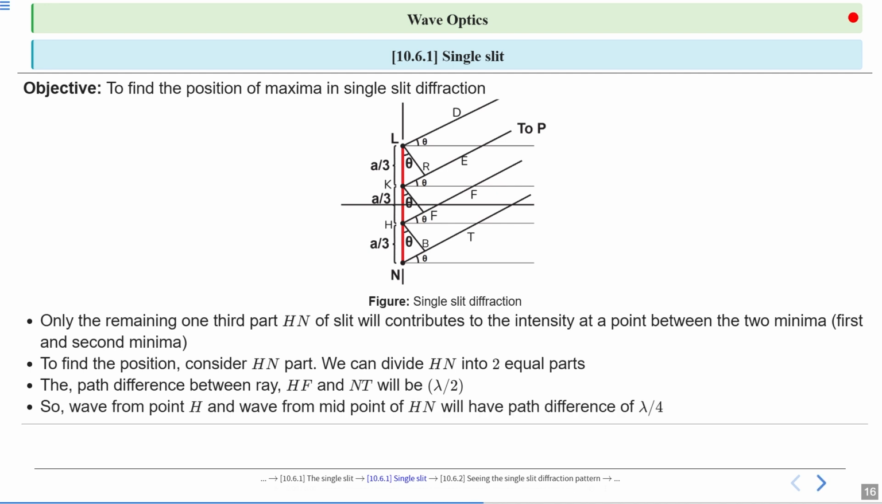Finally, let's look at the waves from point H and the midpoint of H and N. These waves have a path difference of lambda upon 4. If the path difference between the waves originating from H and N is lambda by 2, then the path difference between the waves originating from H and the midpoint of H and N is lambda by 4. This smaller path difference results in constructive interference, which is why we observe the maximum at this point.